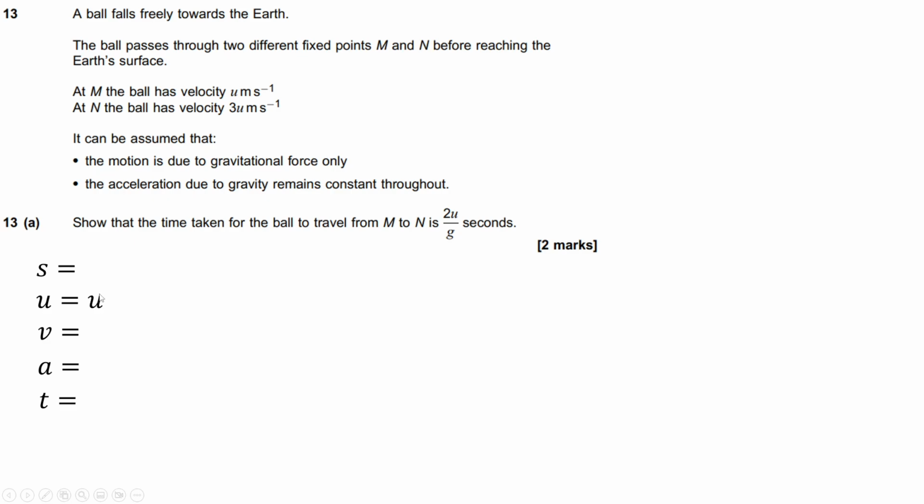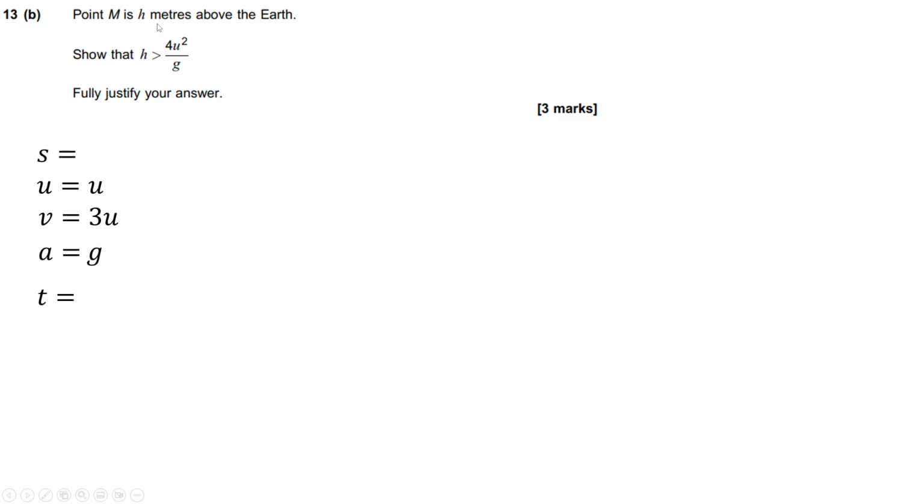Okay, we know that the initial velocity is obviously u at M, and then the final velocity must be just 3u. Its acceleration is just that due to gravity, so g. Okay, and that's all we need, right? We only ever need 3 values in suvat to work out something else. If we use this equation here, v equals u plus at, u is u, v is 3u, a is g. We'll just rearrange and get t equals 2u over g, which is what we wanted. Point M is h meters above the earth. Show that h is greater than 4u squared over g.